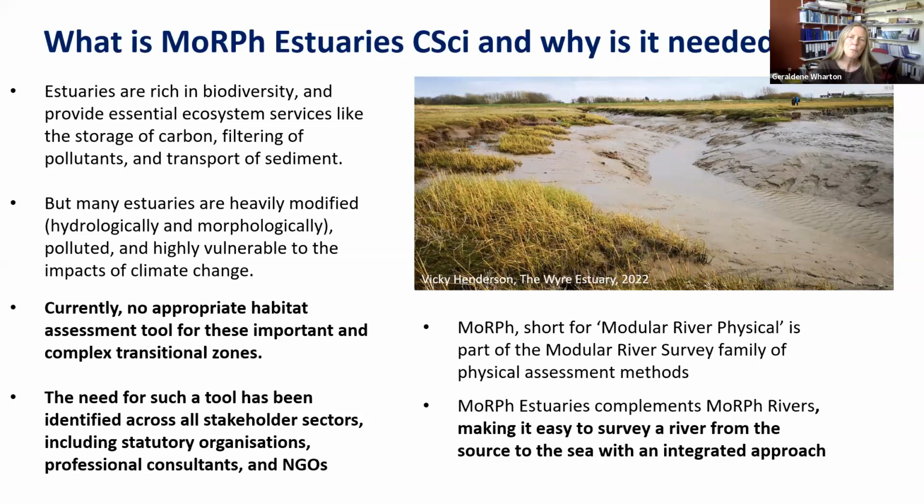And just the broader context, having worked on the MoRPh Rivers, the Modular River Survey, for many years and been part of that development and working with citizen science groups, we had lots of conversations with the team there. So Lucy and myself and Richard Charman at the Environment Agency and others were thinking about, well, what happens when we get into that transitional zone, when we start to have tidal influence? And we were realizing the more we spoke to people that there was no appropriate habitat assessment tool for these transitional zones that are highly complex.